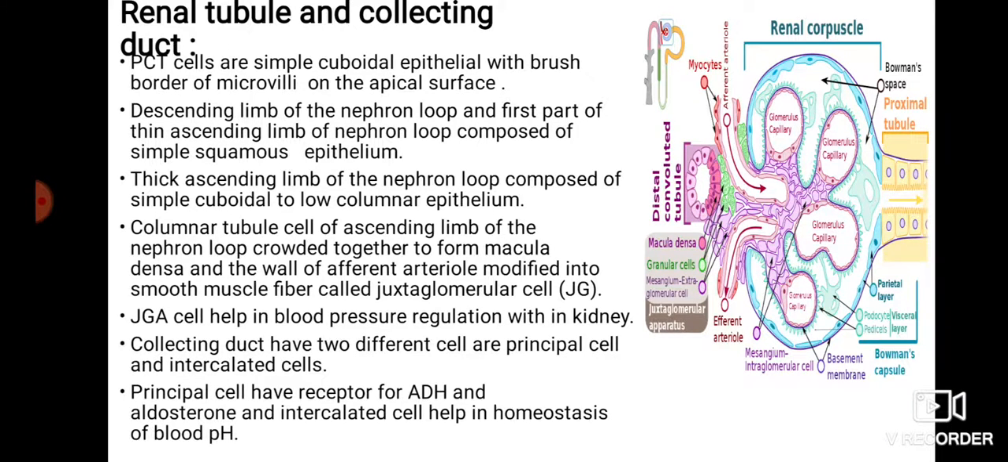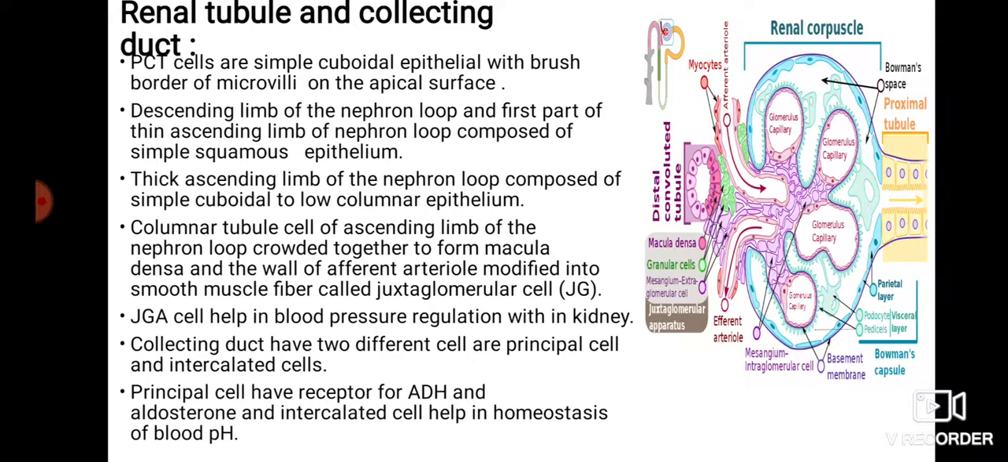Now the descending loop of Henle and the first part of the thin ascending loop of Henle are composed of again simple squamous epithelium. The thick ascending loop of Henle is composed of simple cuboidal to low columnar epithelium, okay.